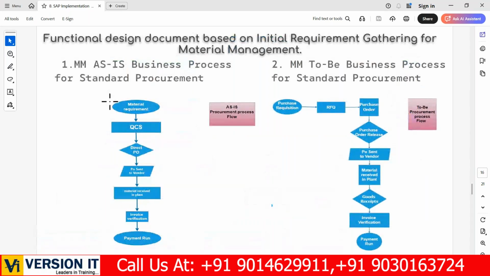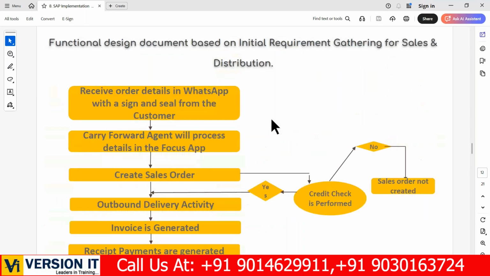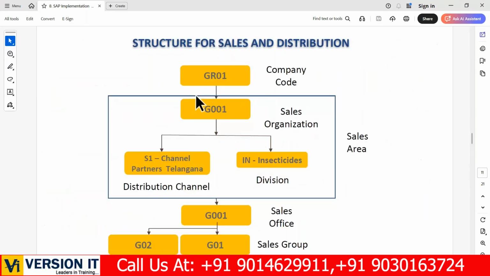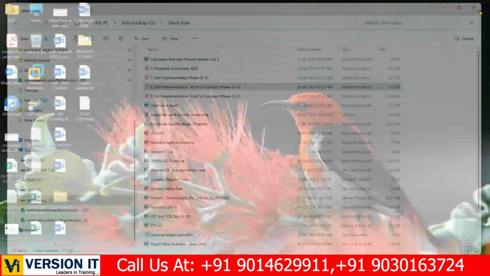Observe. Don't write it on the board. The left side, procurement related as is document. The right side, procurement related to be document. Who will take care of it? Like even for SD, this is sales as is document and this is sales to be document. For every module, there is a need to understand what is the existing system, what's the new deployment. So hope everyone understands the importance of as is and to be document.